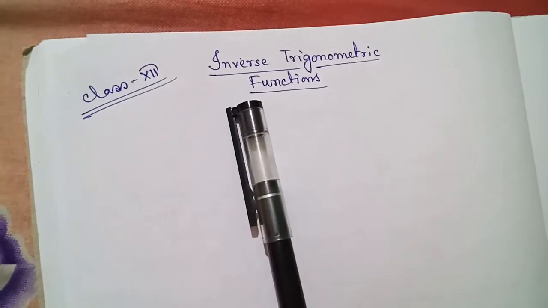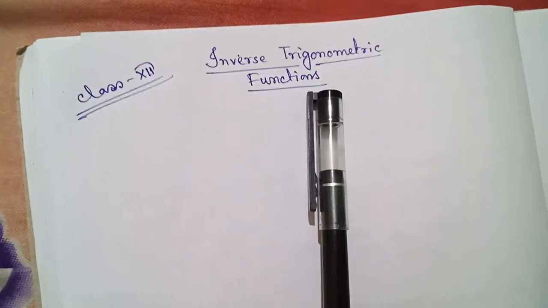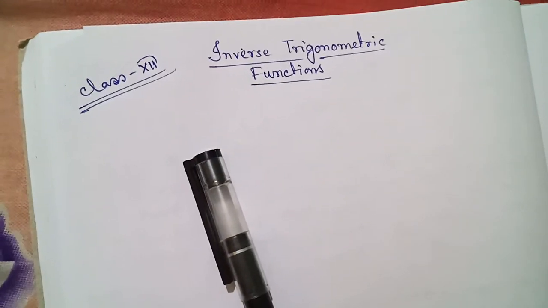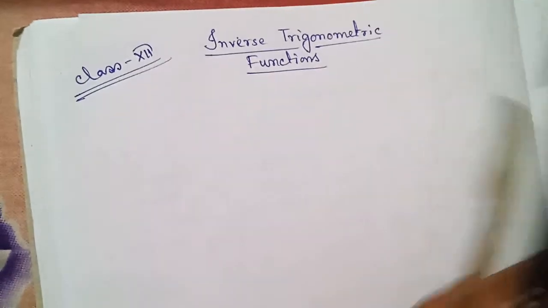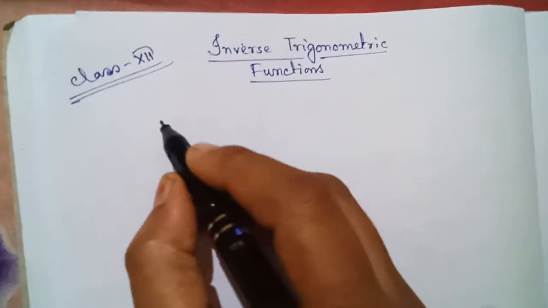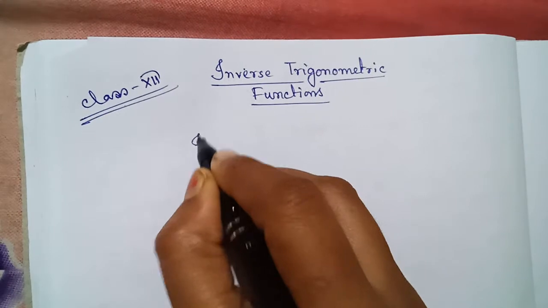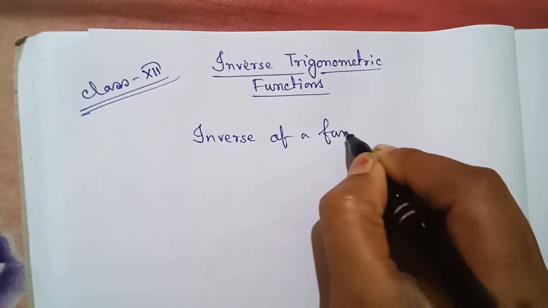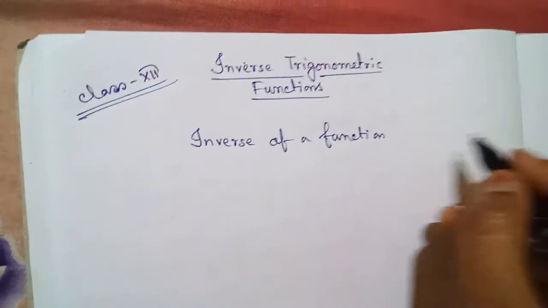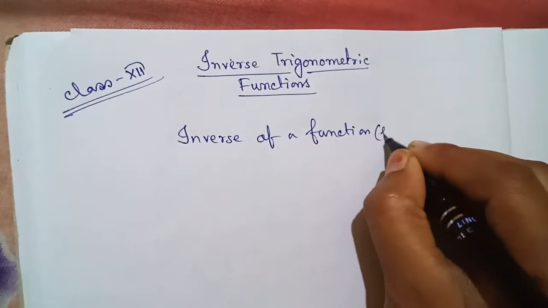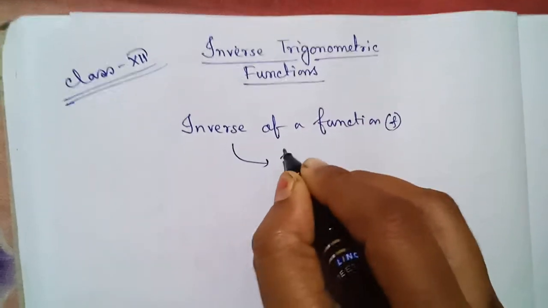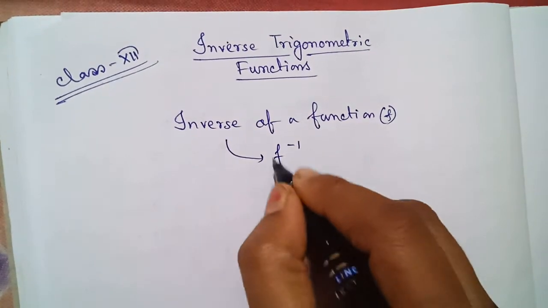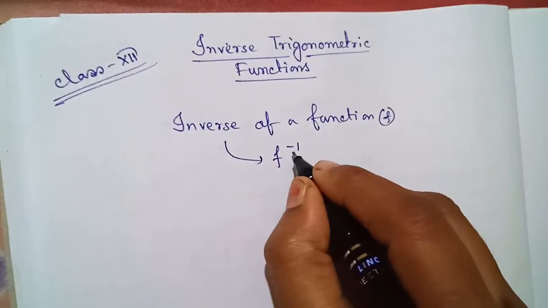So before we start inverse trigonometric functions, the topics given in the class 12 syllabus, I just want to say one thing: the inverse of a function. Suppose the function is f, then the inverse of the function will be denoted as f to the power minus 1, that is, it will be read as f inverse.